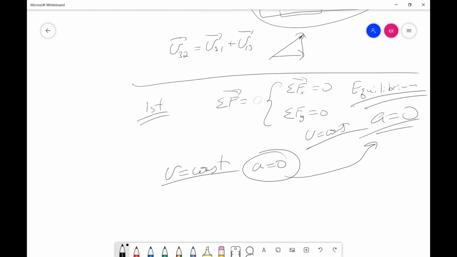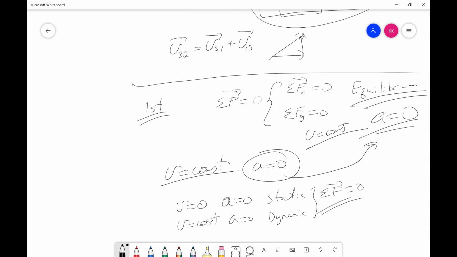So think like this, right? You can have velocity zero and acceleration is zero, or you can have velocity is not zero, right? Some constant velocity, but acceleration is zero. This is static equilibrium, then this is dynamic equilibrium. Both cases, net force is equal to zero, okay? Net force is zero, so you can always assume that all the horizontal forces cancel, all the vertical forces cancel each other.